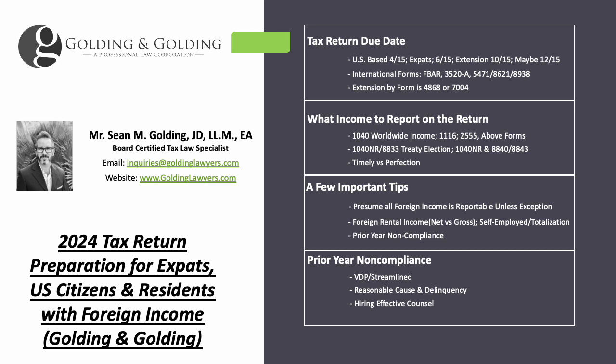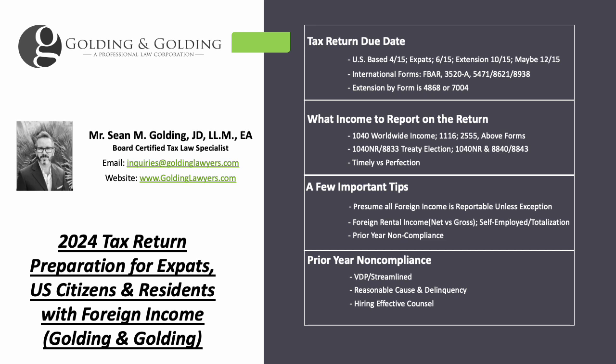But at the end of the day, things to keep in mind: FBAR is due April, automatic extension till October. 3520A is due March, or 75 days, depending on the trust and the date of the trust. But for most scenarios, it's March 15th, and then you have to file the 7004. The other forms tend to go on extension if you file an extension for your regular tax return.